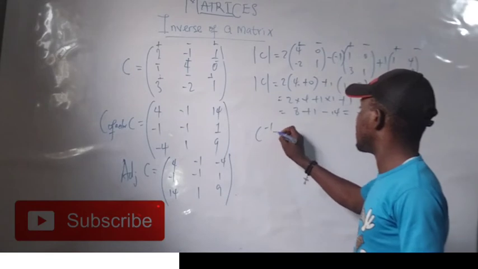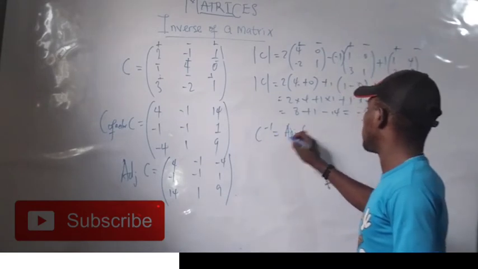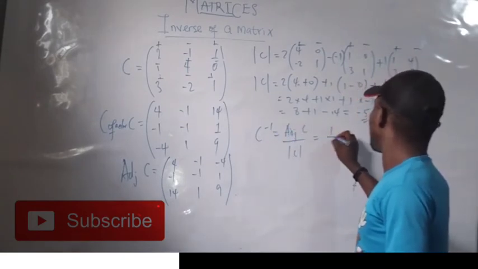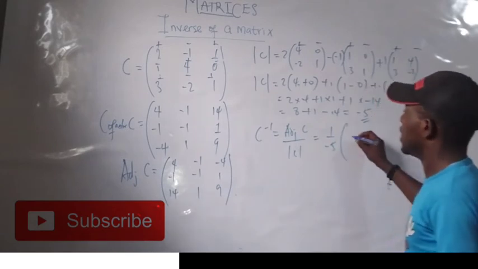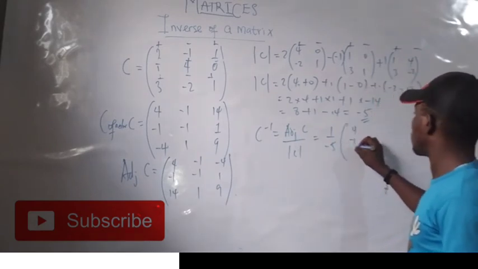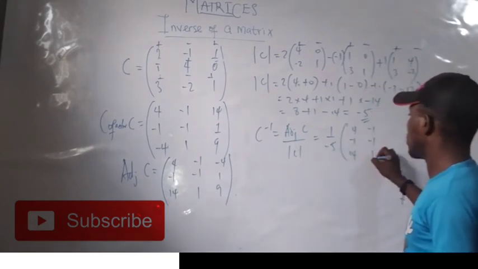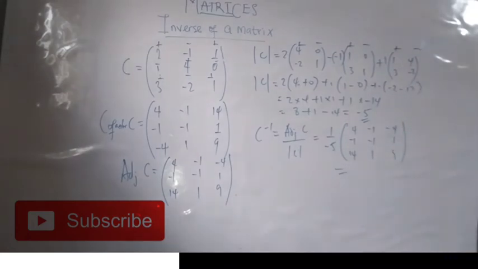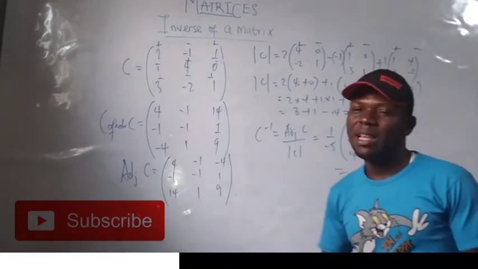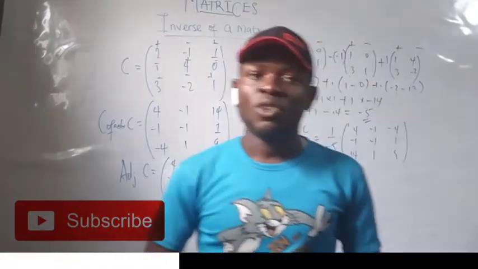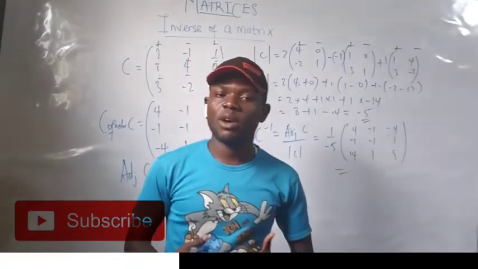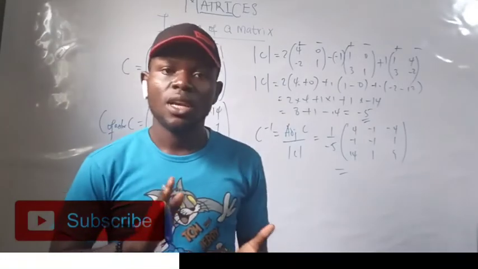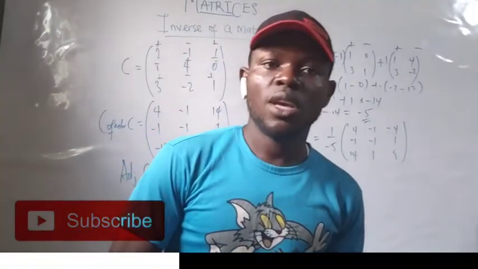Hence, my C inverse is equal to the adjoint of matrix C all over the determinant of matrix C. So I have 1 over minus 5, open bracket, 4, minus 1, 14, minus 1, minus 1, 1, minus 4, 1, and 9. With this, I successfully solve for the inverse of my matrix C. So far so good. I've been able to talk about the adjoint of matrix C, inverse of matrix C, Sarrus' rule and Cramer's rule in this class.